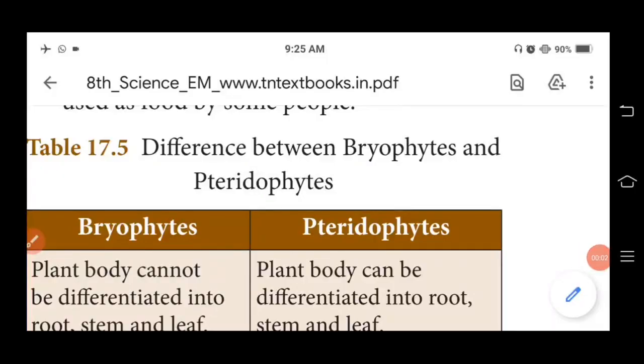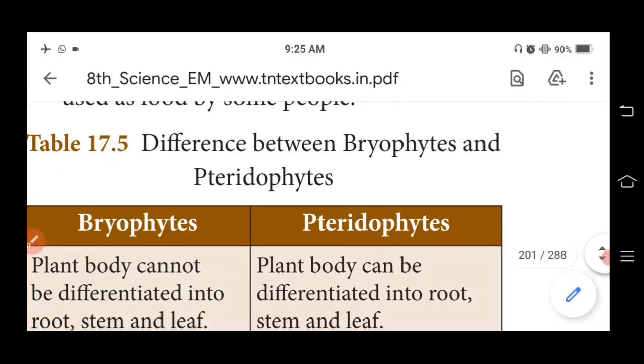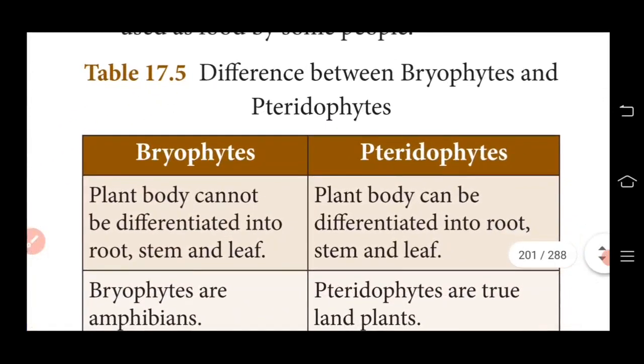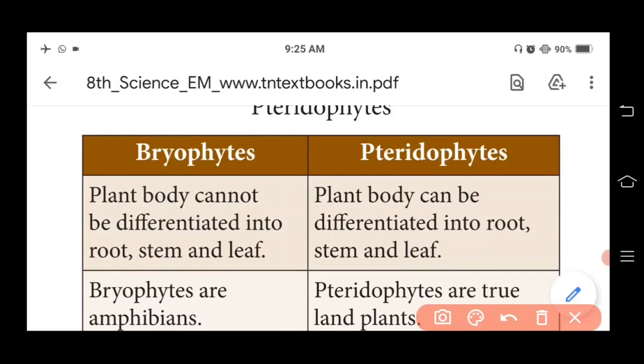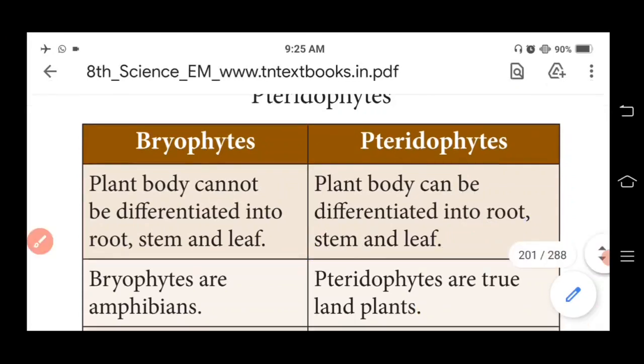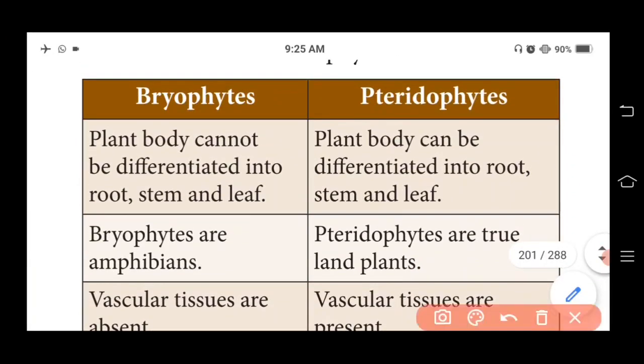Our next important topic is the difference between bryophytes and pteridophytes. In bryophytes, the plant body cannot be differentiated into root, stem and leaf, whereas pteridophytes can be differentiated into root, stem and leaf, which is why they are known as true plants. Second, bryophytes are amphibians, so they can live on both land and in water. Pteridophytes are true land plants; they only live on land.